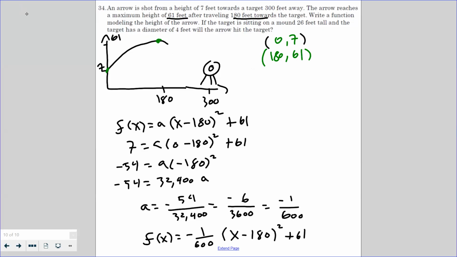So what I want to figure out from here is whether it's actually going to hit this target when the target is on top of a mound that is 26 feet tall. So at 300 feet, there's some mound right here that's 26 feet tall, and there's a target on top of it. Everyone with me so far? So what y values do I actually have to hit? This mound is 26 feet tall, and the diameter of the target is 4 feet.